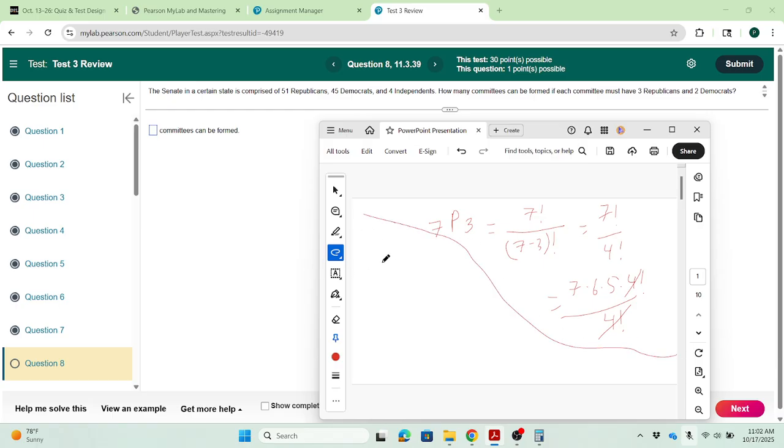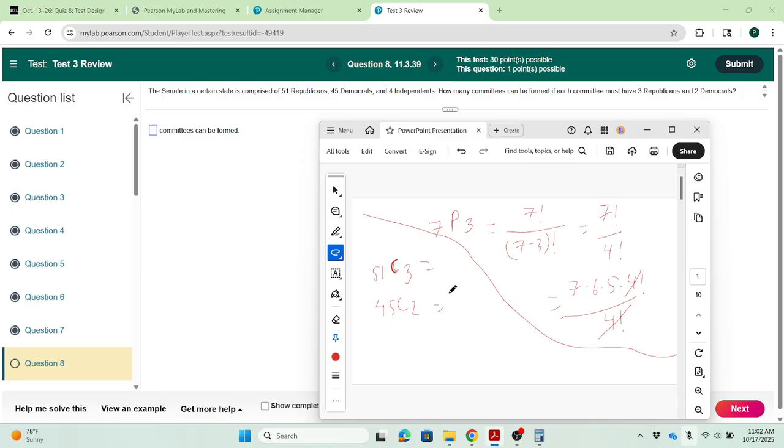So we can choose 3 Republicans out of 51, and the order doesn't matter here, because this could be any 3. A, B, C, B, A, C, C, A, B are the same thing, so it's a combination. So 3 Republicans out of 51, we can choose in this many ways. Similarly, 2 Democrats out of 45, we can choose in this many ways. So we can calculate these 2 numbers, and then multiply them.